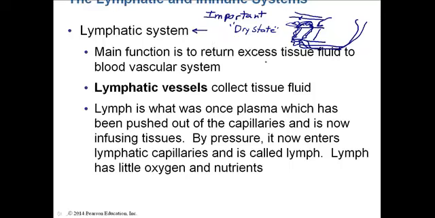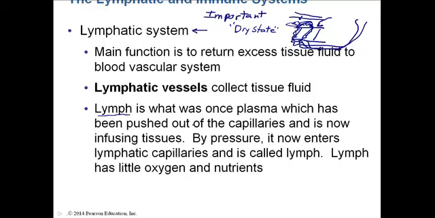The function is to return this excess waste tissue fluid into the vascular system, or into the veins. The lymphatic vessels collect this tissue fluid, and lymph is simply extracellular fluid, which was once plasma, which was once blood. The name of all the fluids in your body depends upon which compartment they're in. If they're in an aorta, it's called blood. If it's outside a capillary, it's called intracellular fluid. If it's in a lymphatic vessel, it's called lymph. It's all the same fluid, it just has different constituents in it.